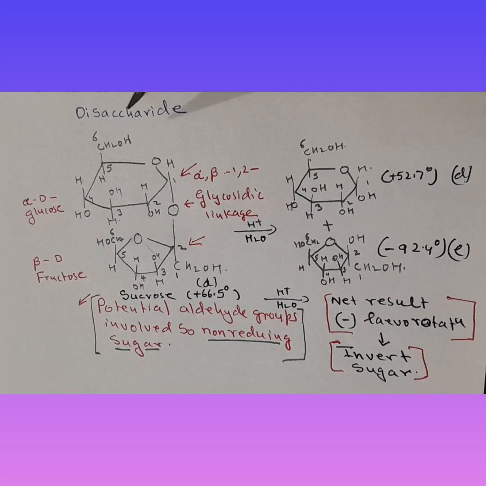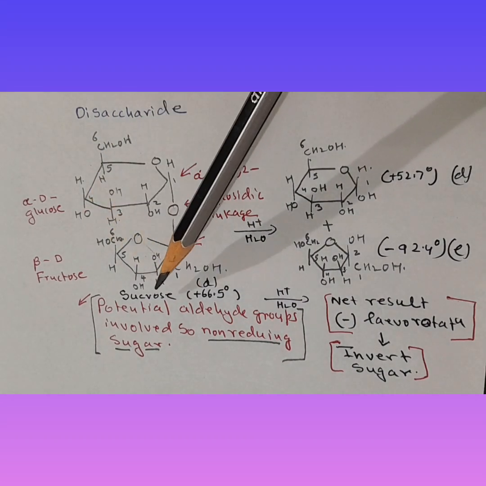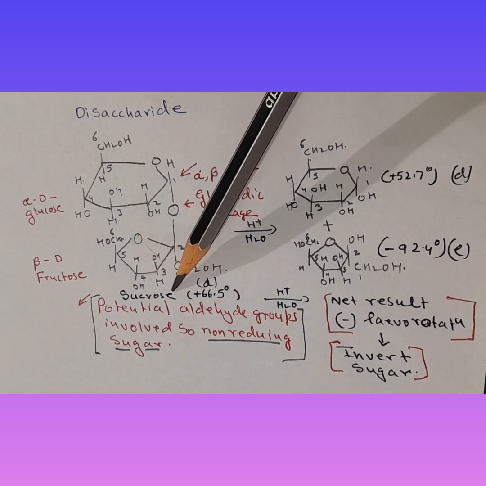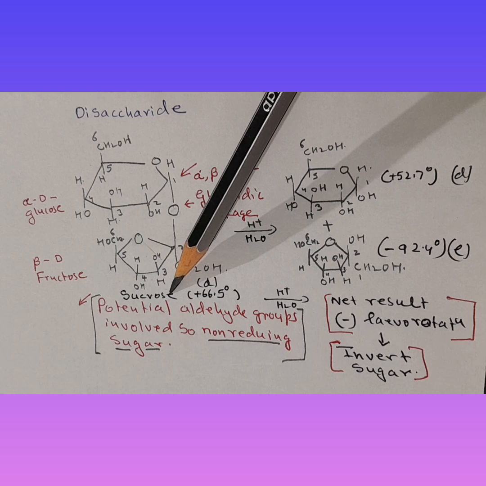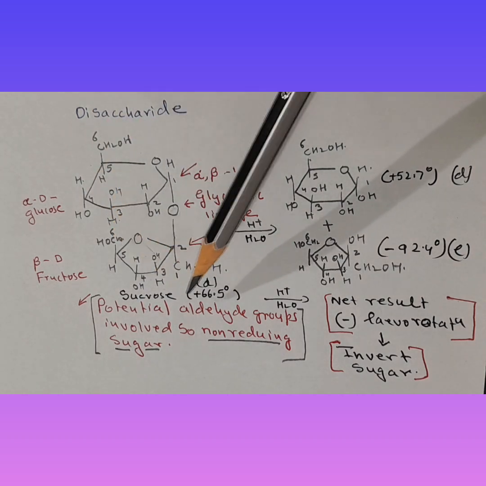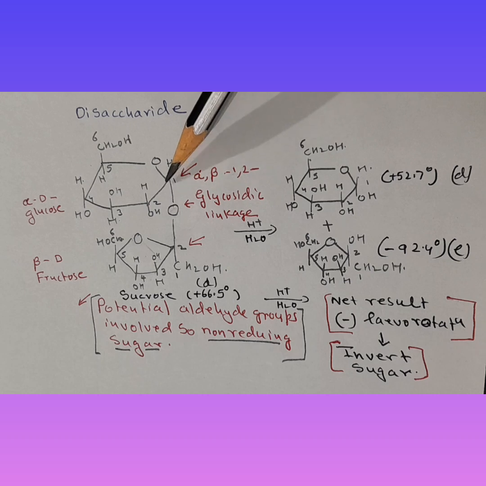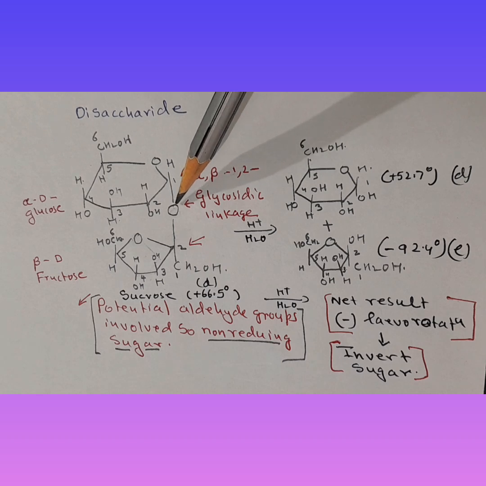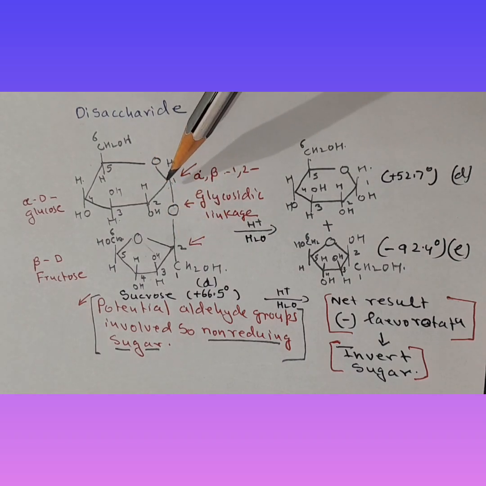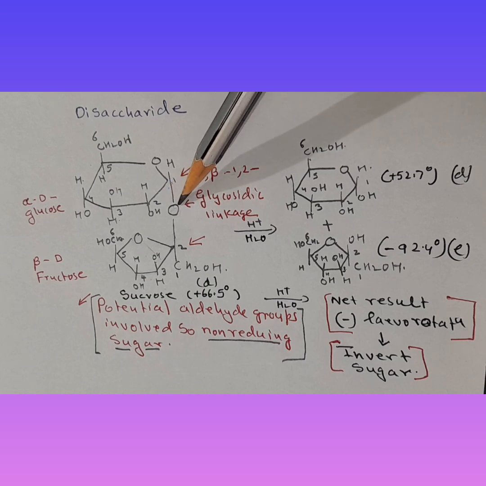Let's understand disaccharide now. In disaccharide, the best example that I can take is of sucrose. Sucrose first of all is a combination of glucose and fructose. Two OH, one of glucose and one of fructose, lose water and form a glycosidic linkage.